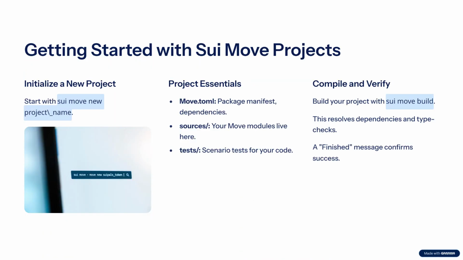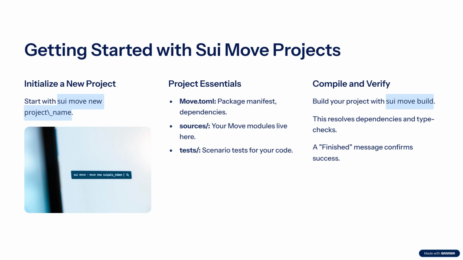Let's birth a real project. In any empty directory run sui move new sui_token. The CLI sketches three essentials. First, a Move.toml manifest where you'll pin your package name, addresses, and version dependencies, exactly like Cargo or npm, but Move-aware. Second, a sources/ folder pre-filled with a lib.move placeholder. Every module you author lives here.